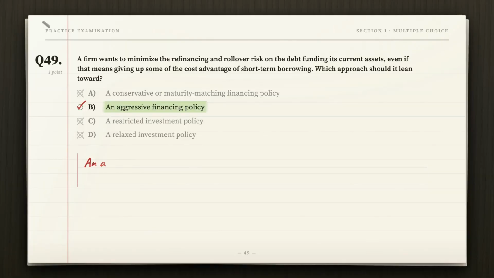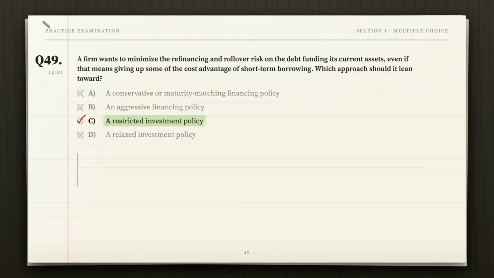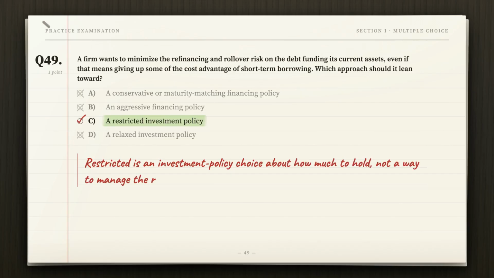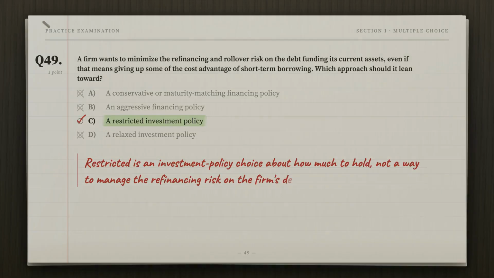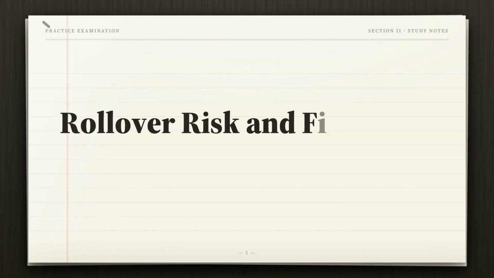B is wrong because an aggressive policy relies more on short-term debt, which raises rollover risk rather than minimizing it, the opposite of the firm's goal. C is wrong because restricted is an investment policy choice about how much to hold, not a way to manage the refinancing risk on the firm's debt. D is wrong because relaxed is also an investment policy label, unrelated to reducing the rollover risk on financing.